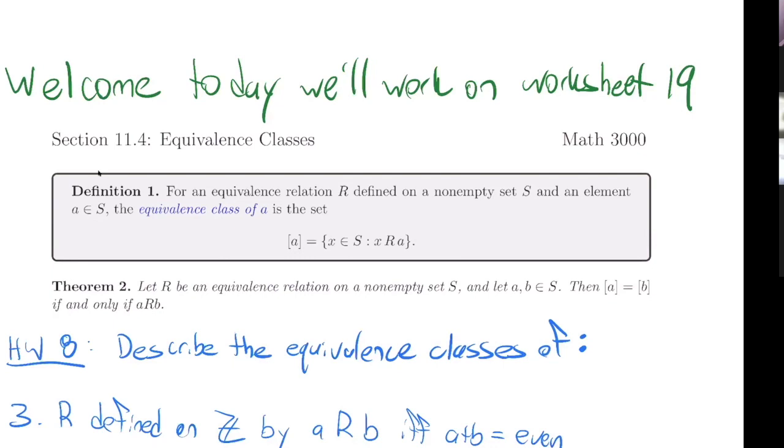So the plan for today: we started talking before the exam a little bit about partitions. You guys reviewed that today. And today we'll get more into equivalence classes, how equivalence classes and partitions are related to each other, and then revisit some equivalence relations that we've considered and think about what those classes would look like and what sort of partition they might give us. But any other questions before we get going today?